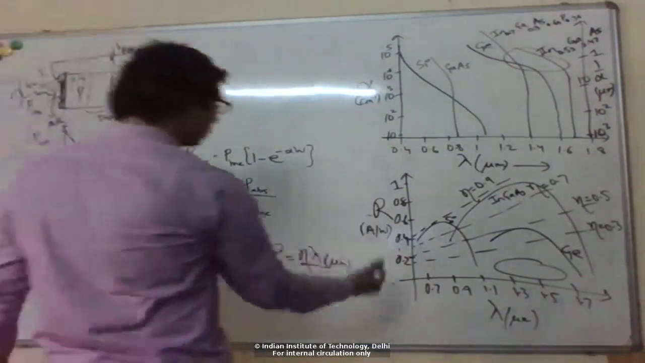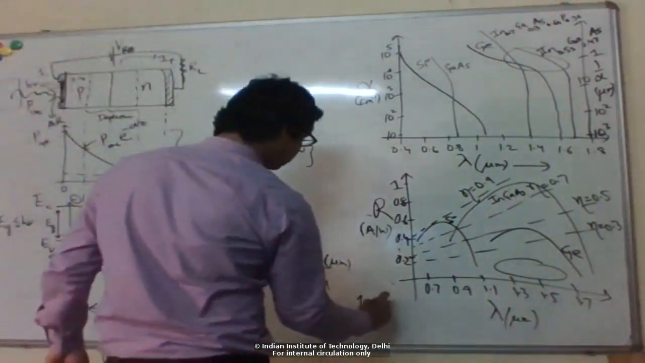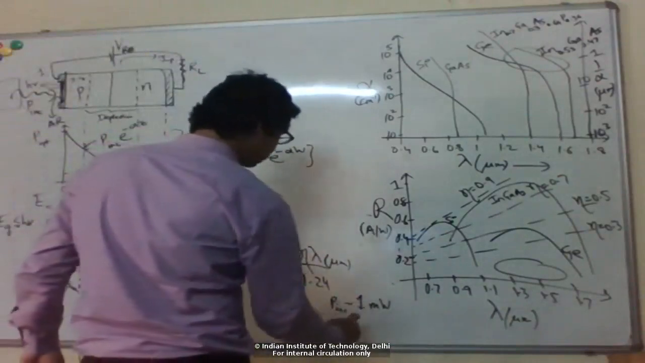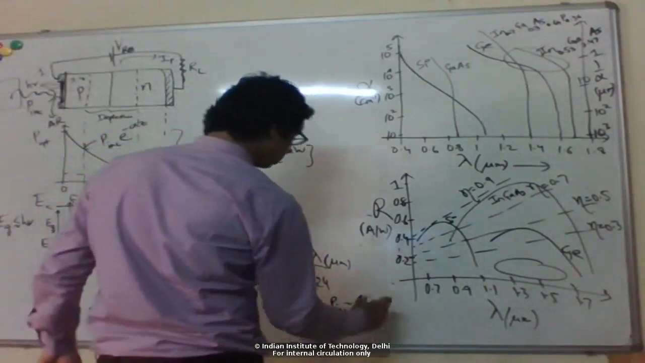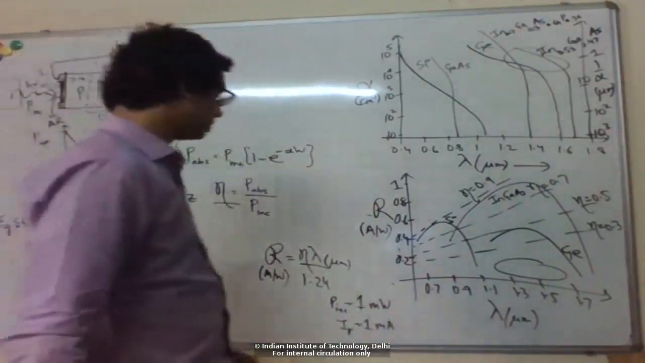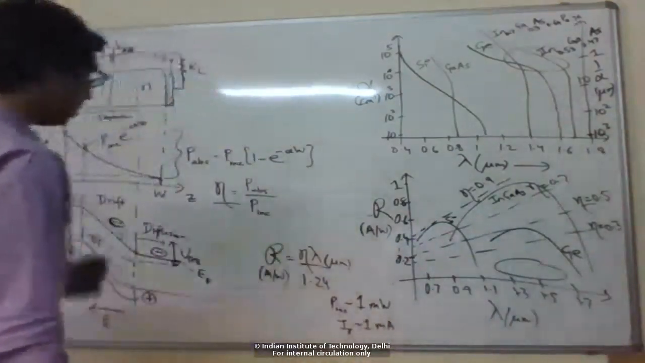Okay, so 1 amp per watt means, so let's say if you have 1 milliwatt optical power incident, that gives me a photocurrent of 1 milliamp, right? So that gives you some scale.